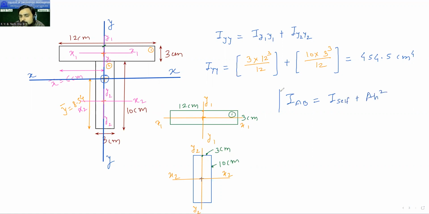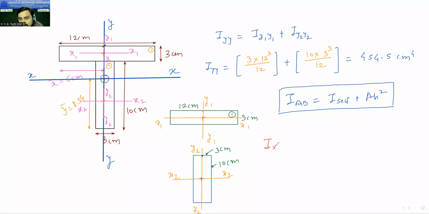I wrote this formula down for you, right? This formula is there in your notebook. This is your parallel axis theorem. Is it there in your notebook? Okay. While deriving the parallel axis formula, I have already given you this formula. Now see how to use this formula.